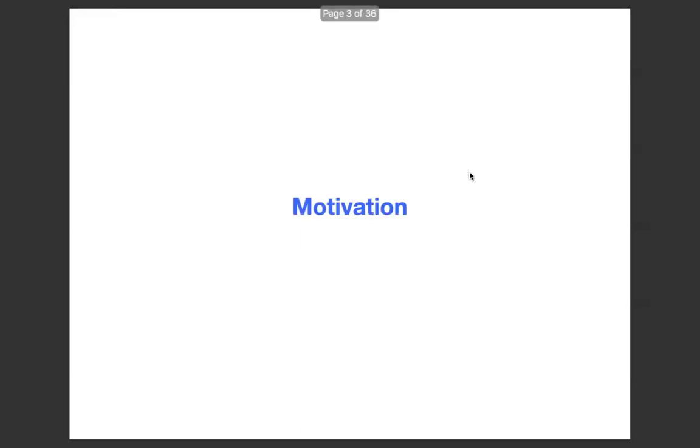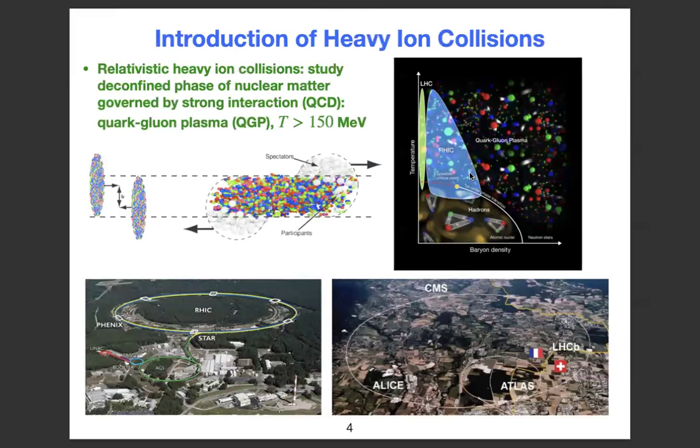Okay, so let me start with the motivation. And the idea is to study the deconfined phase of nuclear matter. So this is a phase diagram of QCD matter, or nuclear matter. The y-axis is temperature and the x-axis is baryon density. And we know from asymptotic freedom that at a sufficiently high temperature or sufficiently high density, the QCD matter becomes deconfined. And we start to see quarks and gluons rather than confined hadrons.